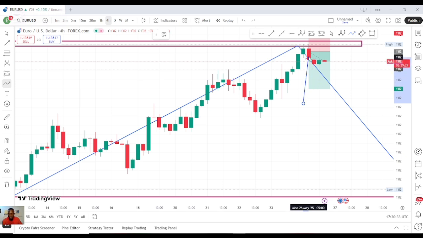I'm expecting from this pattern now is to reverse from this particular resistance level, come down. You understand? Maybe form something like a W pattern, if you switch down to the lower time frame, it will form something like a W pattern around this particular area. You understand? Before we see any move to the upside.